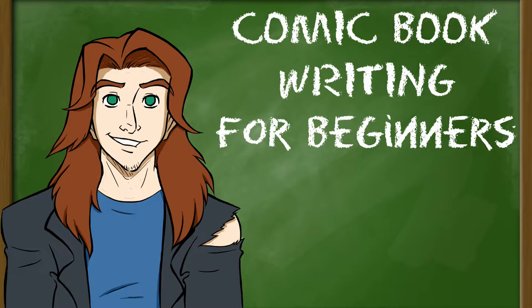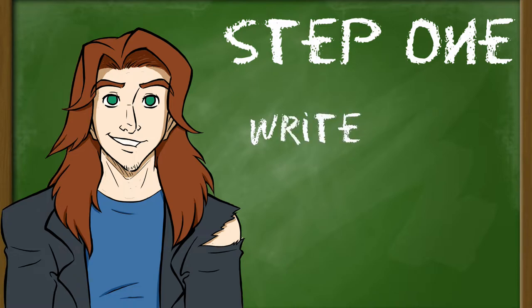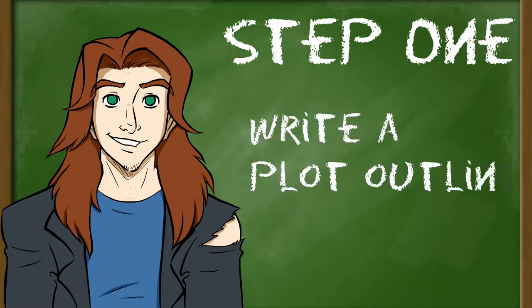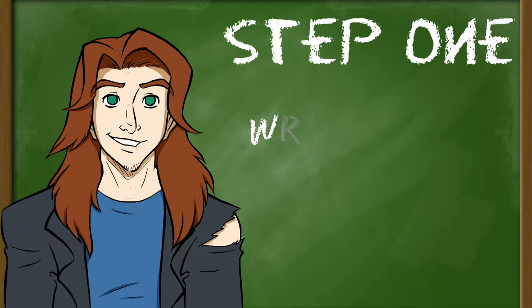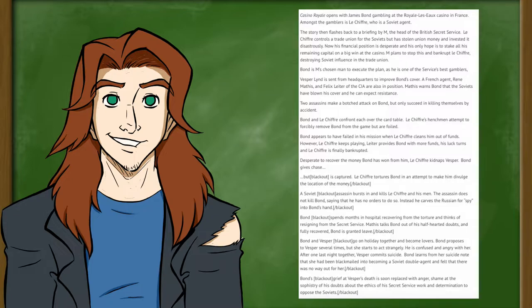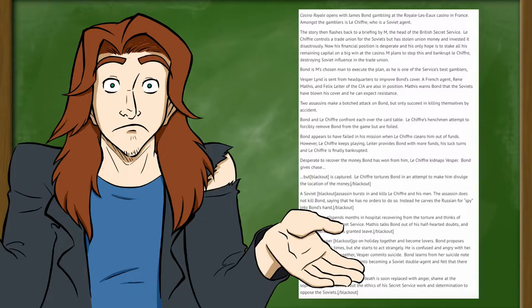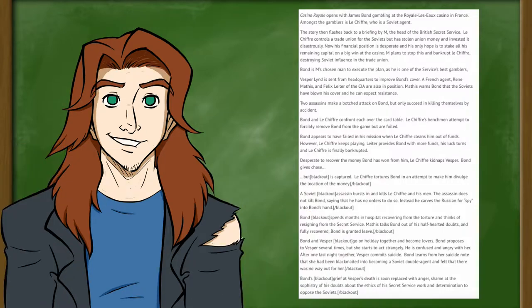So let's begin. Step one, write a plot outline. Most of you probably have this awesome idea and you're really excited about it and you just want to write the story out. Or maybe you're not sure where you're actually going with the story, but you've got a concept down pat. So the first thing that I suggest everyone do, and I do this for novel writing as well as comic book writing, is write a plot outline.